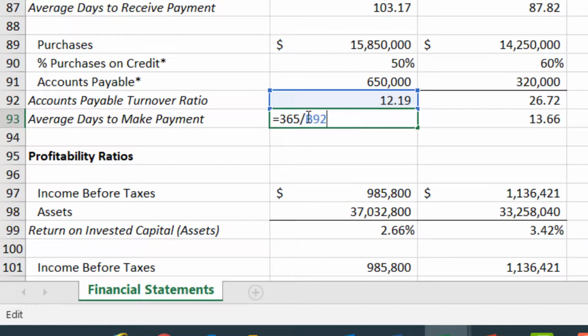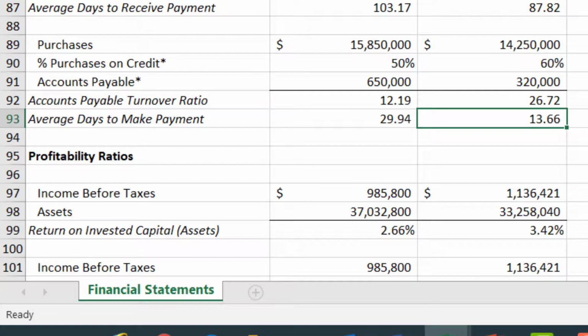We do 365 divided by our turnover ratio, and we get 29.94, meaning it took about a month for us to get someone paid, which kind of makes sense because you've got to get them paid in a month to avoid late fees. And we cut that in half. We went from a month to about 14 days. So we did a better job of that.